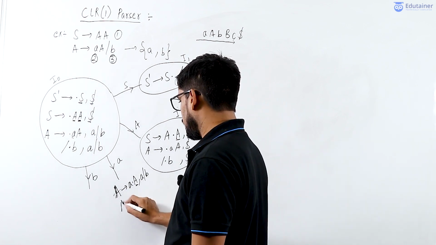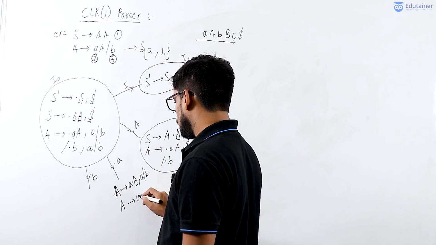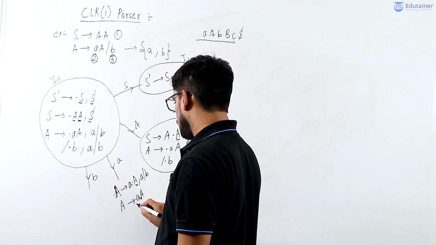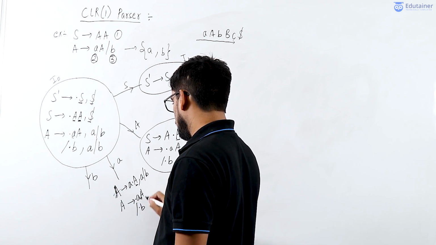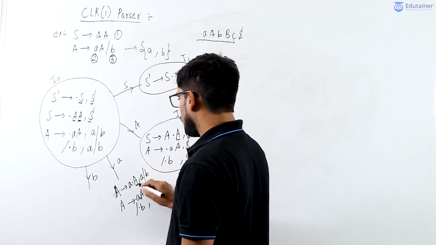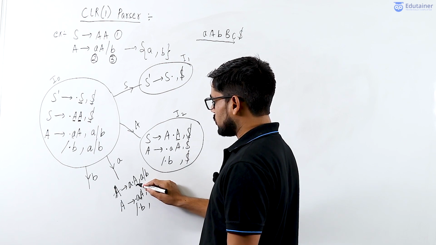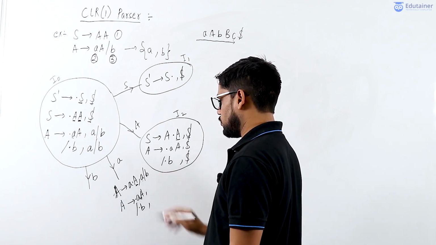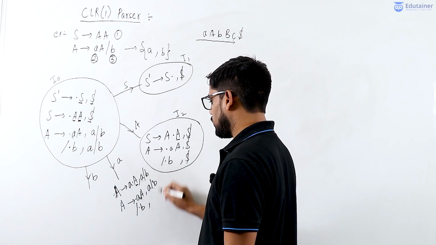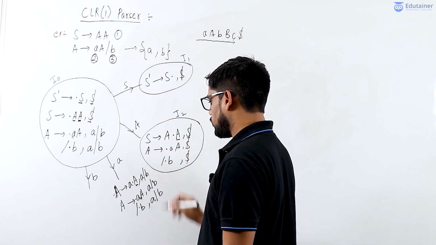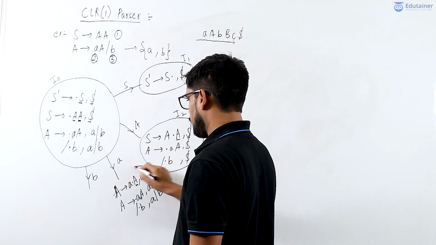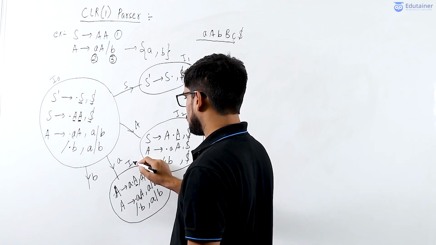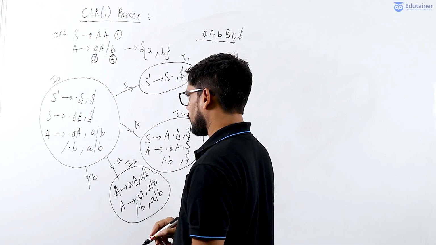So the production of A will be A derives dot AA or dot B, and what will be the look ahead symbol? After this A, B is the symbol present in this production. So definitely A and B will be the look ahead symbol for the next A production. And it is completed. Let's call it the I3 state.